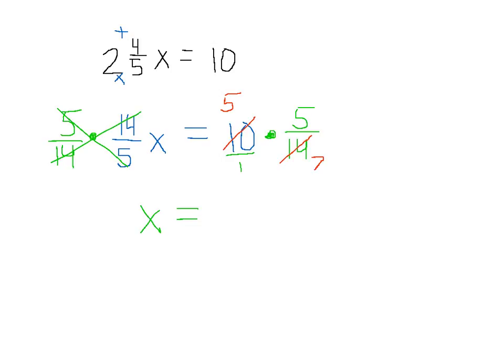Now I can try multiplying the tops, multiplying the bottoms. 5 times 5 is 25. 1 times 7 is 7. This ends up being your final answer.